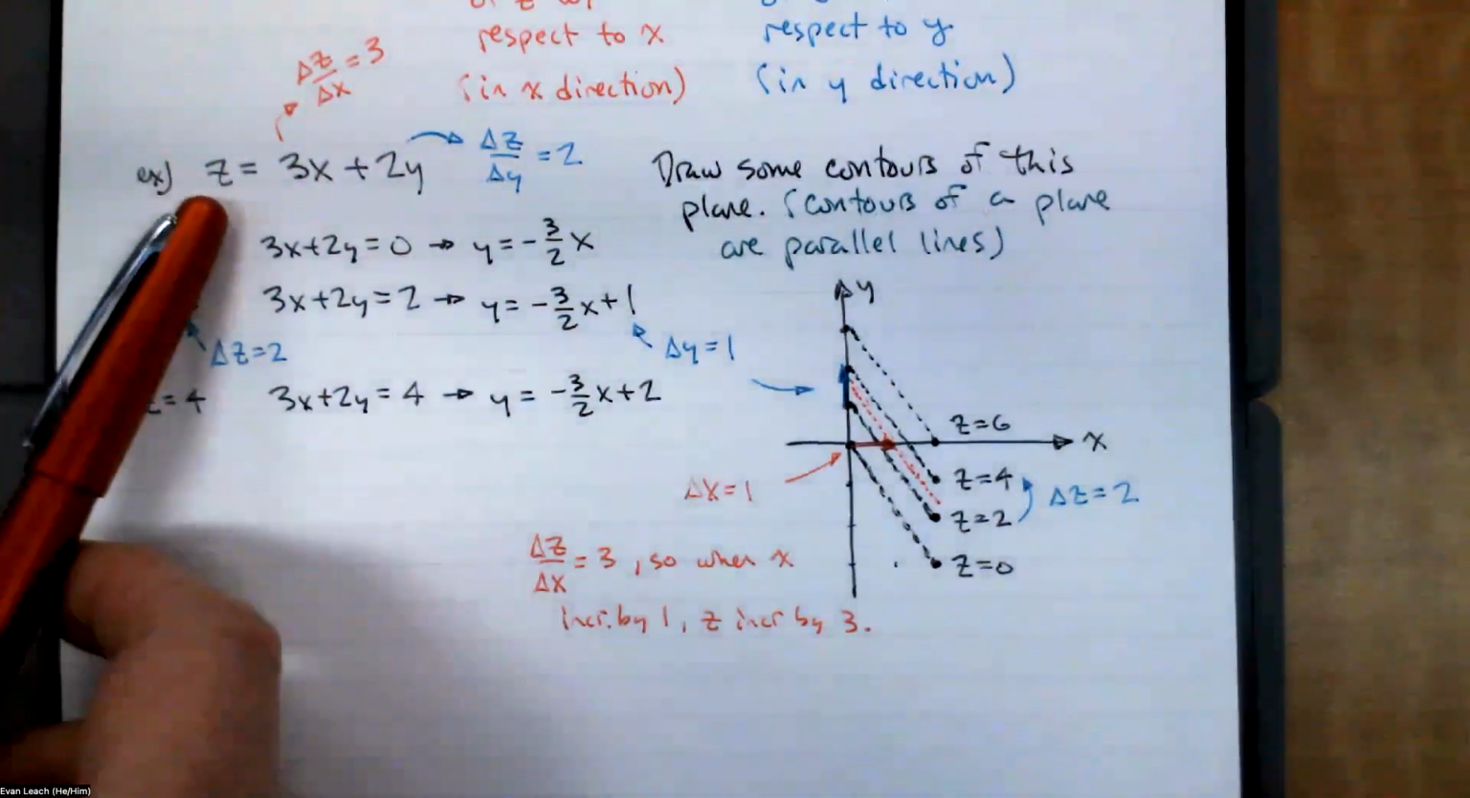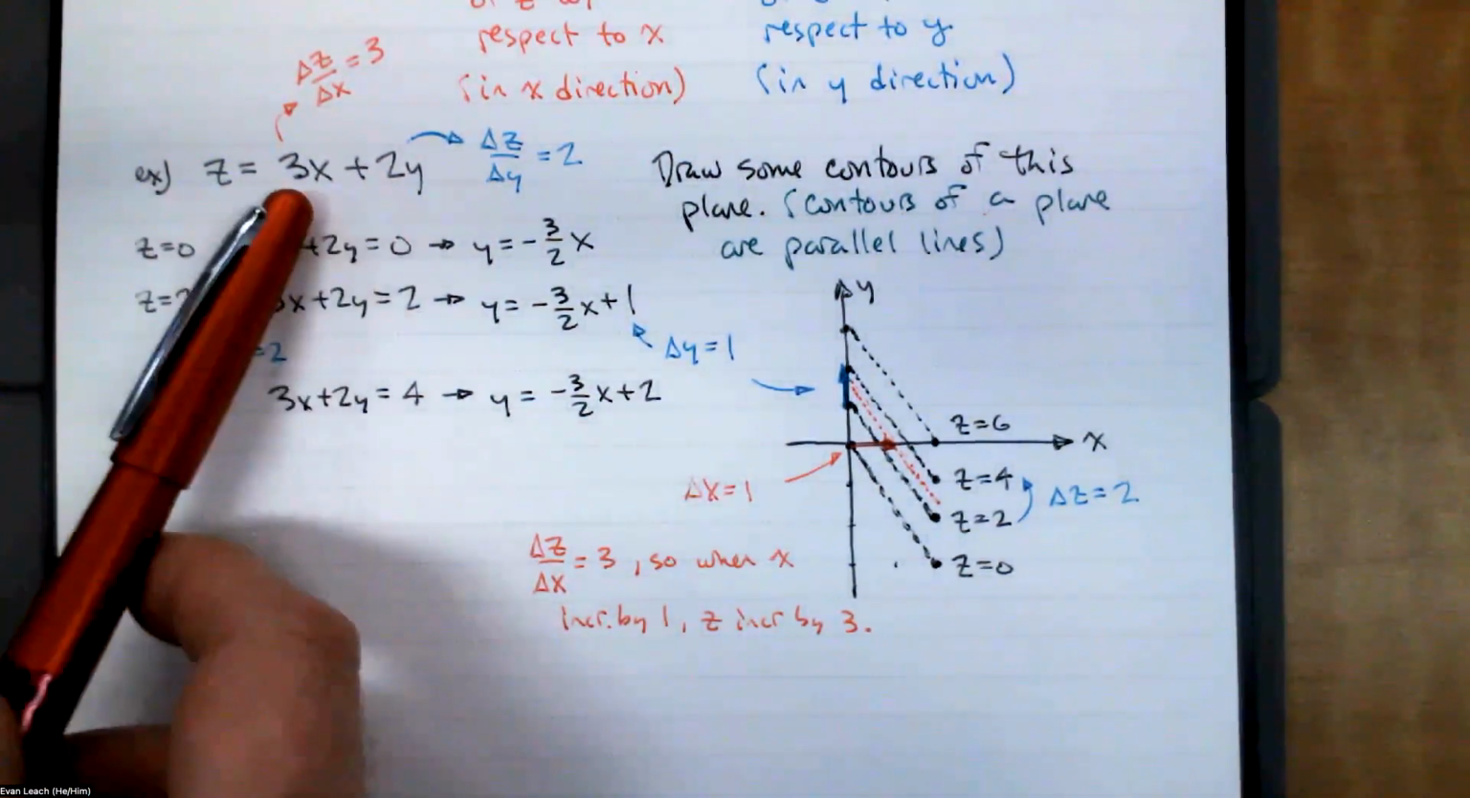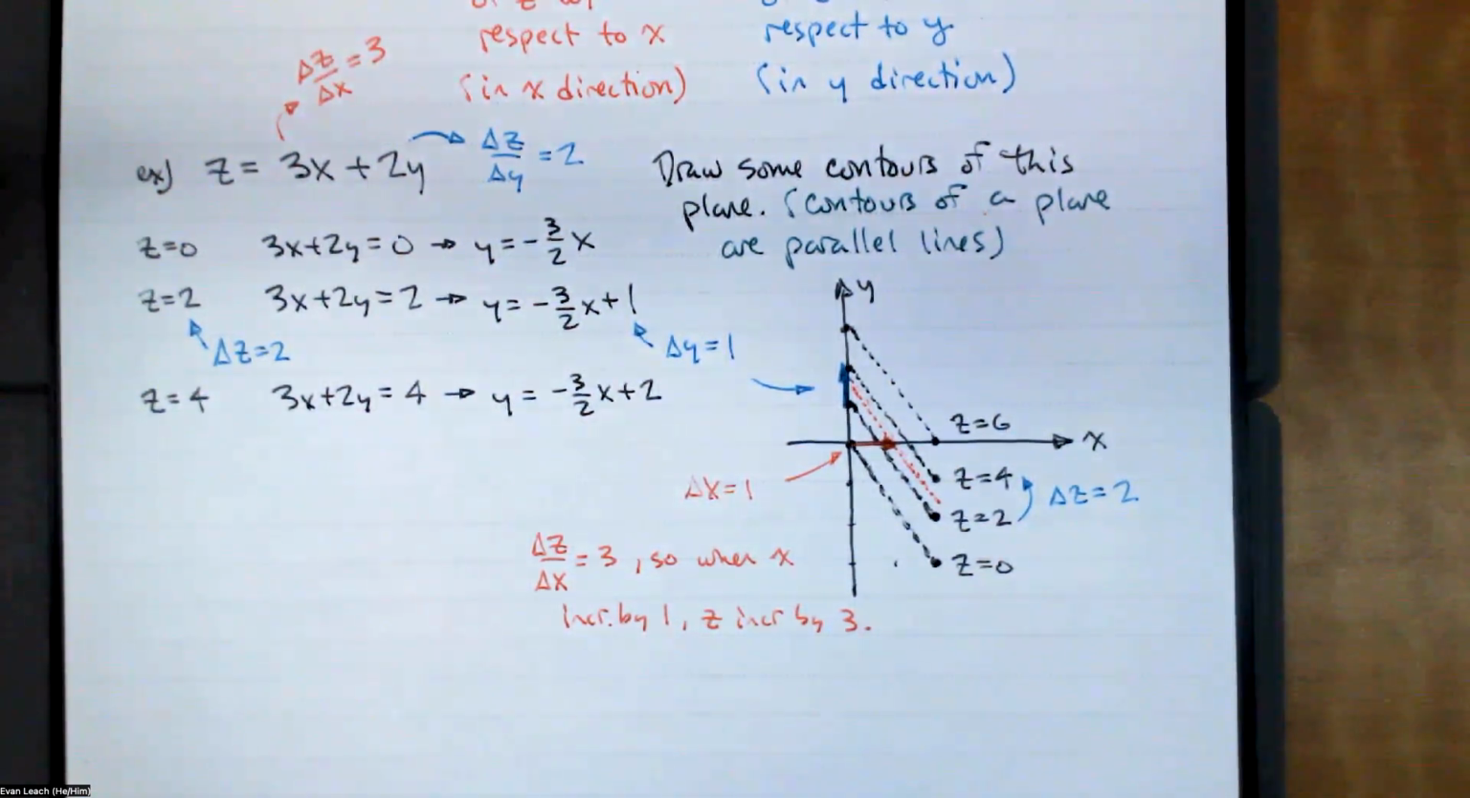Because when we look at the equation of z equals 3x plus 2y, the coefficient of x, when it's written as z equals, will be the change in z divided by the change in x. It's the slope in the x direction. And so if we see x increasing by 1, then z will increase by 3. And this is all proportional. If z increases by 2, then x will increase by, let's see, 2/3 of 3. 2 is 2/3 of 3. So x will have increased by 2/3.